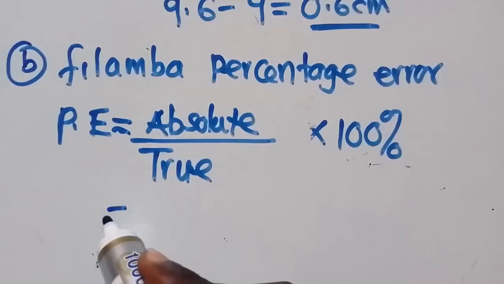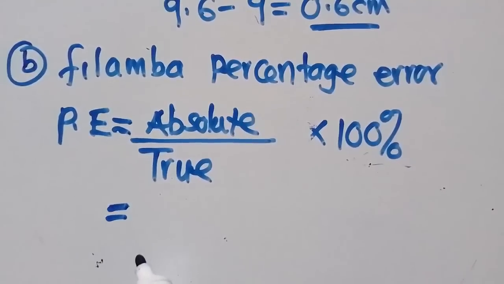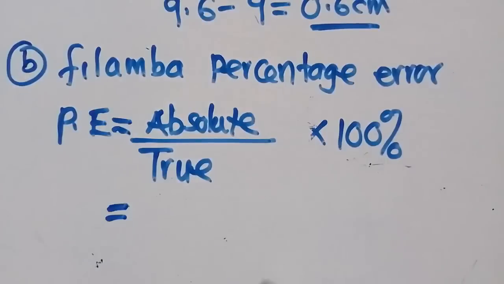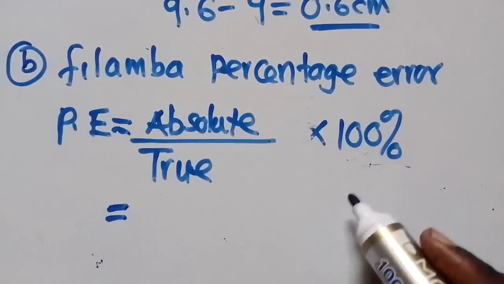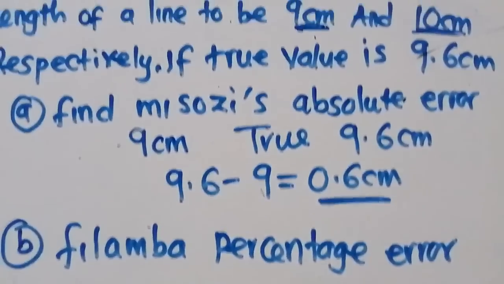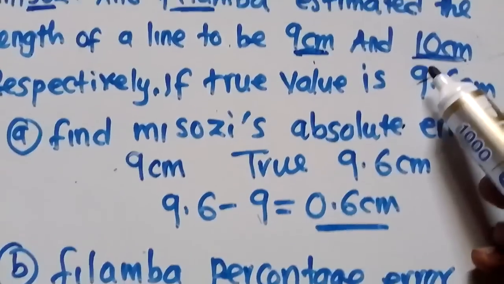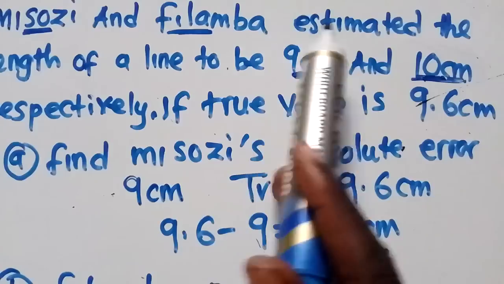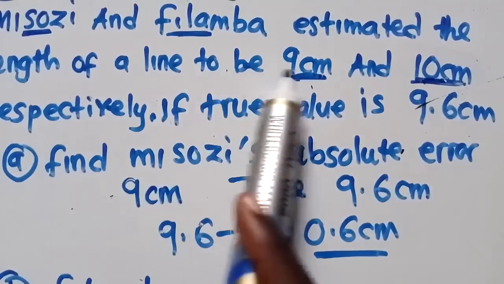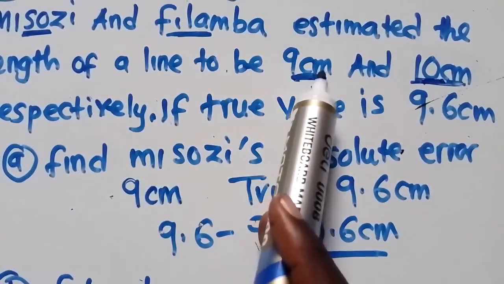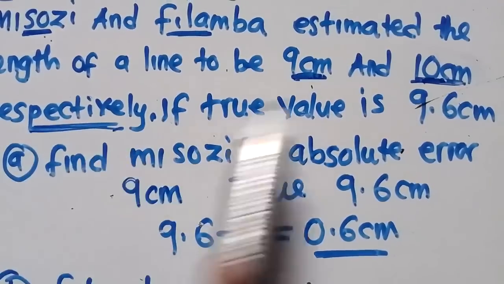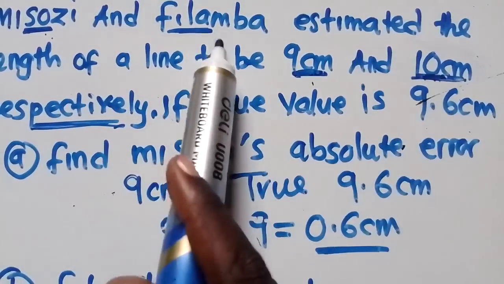So what is my absolute error? What have you seen? Philamba measured 10 centimeters. The measurement for Philamba is here, 10 centimeters. Misos and Philamba estimated the length of a line to be 9 centimeters and 10 centimeters respectively. 9 centimeters was for Misos, and 10 centimeters is for Philamba.